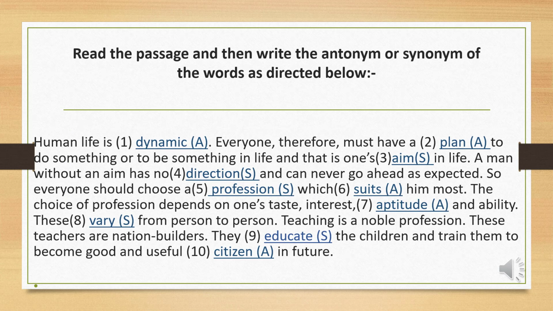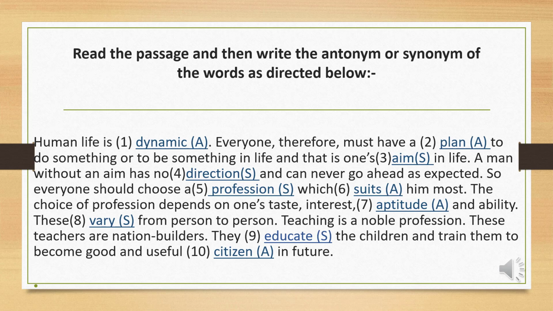Let's do one passage together. At first, we need to read the passage carefully. We have to change the underlined words according to the given instruction. A stands for antonym and S stands for synonym. Okay, let's read the first passage.